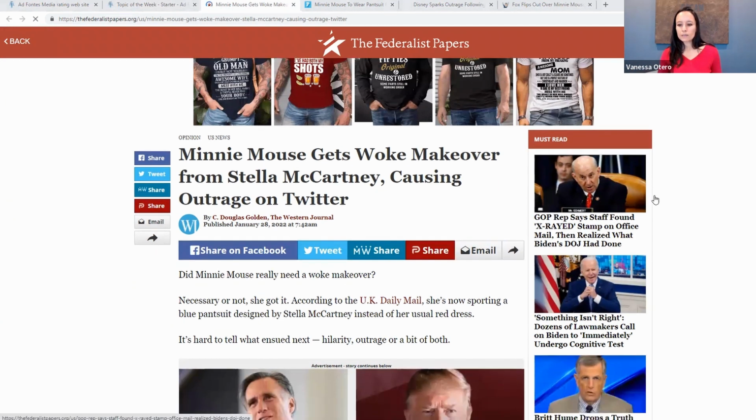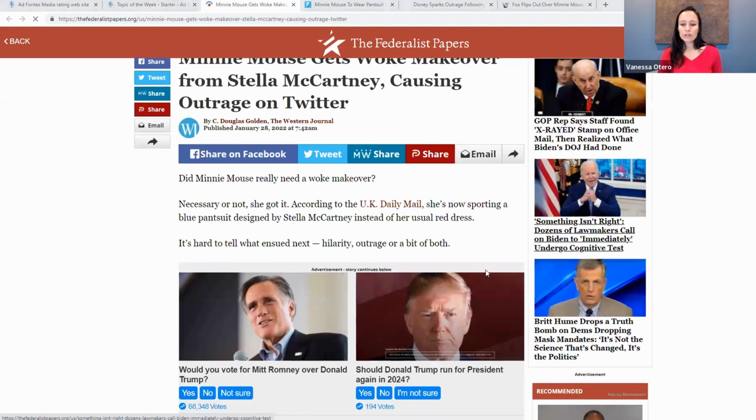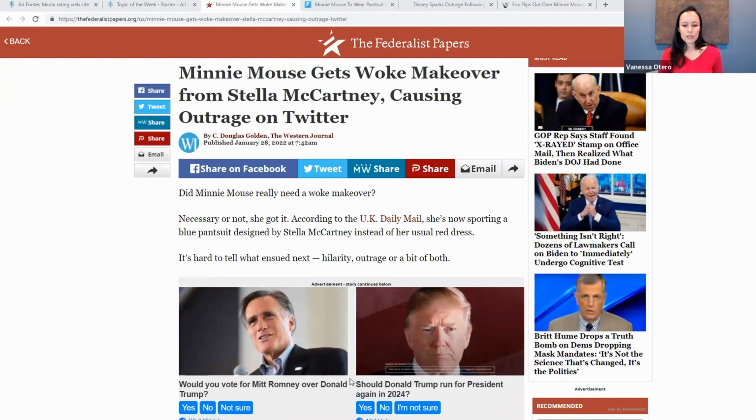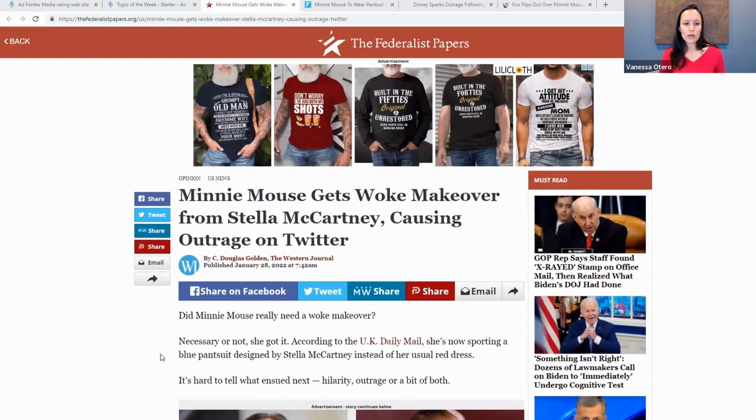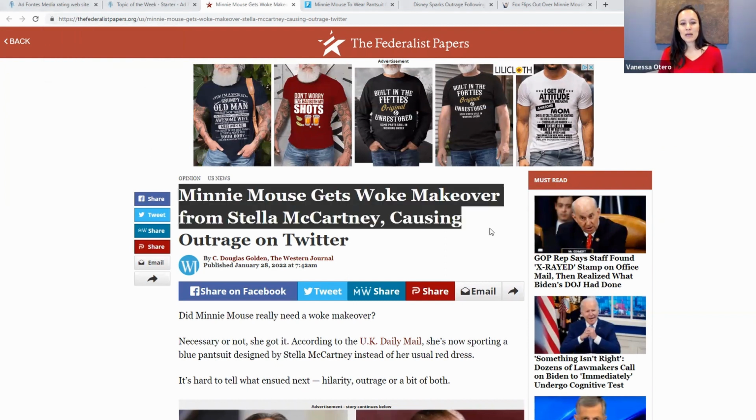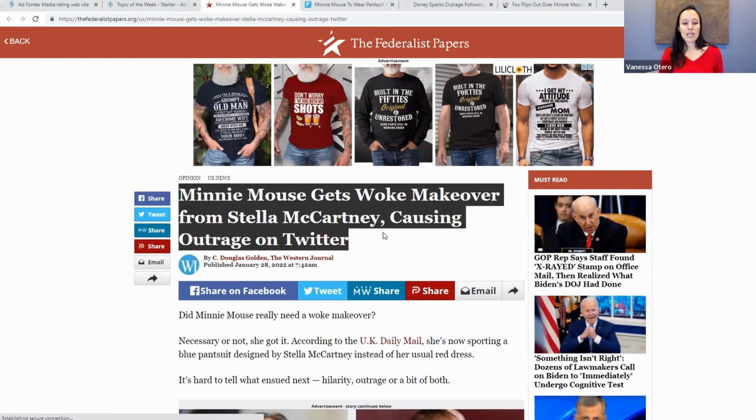Like these headlines here on the side about Joe Biden and should Donald Trump run for president again in 2024. I think the original writers of the Federalist Papers, Alexander Hamilton and James Madison, would be sad to see that this is the name of this publication. Because it says Minnie Mouse gets woke makeover from Stella McCartney, causing outrage on Twitter.